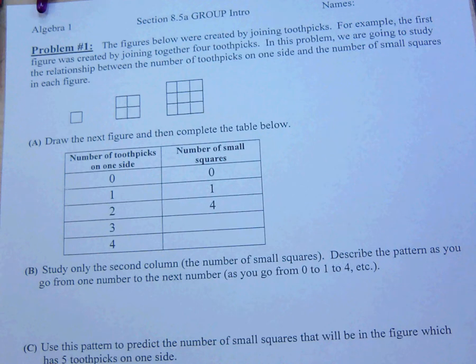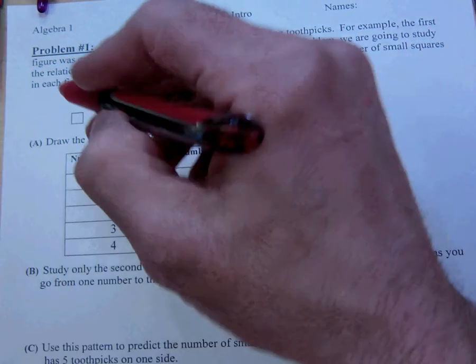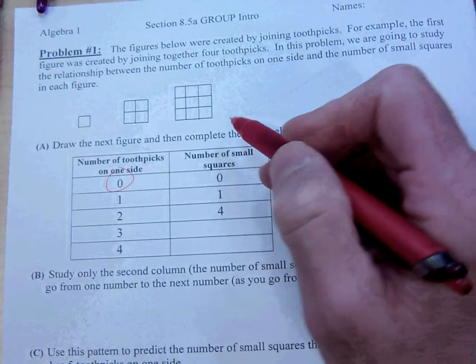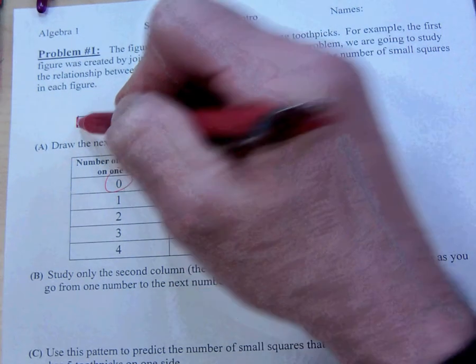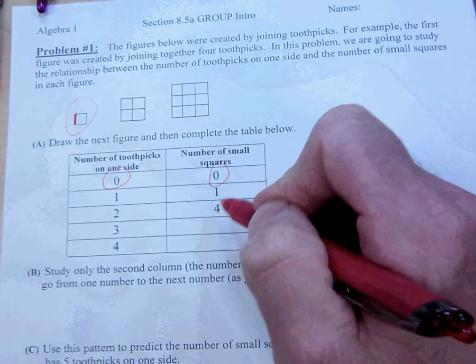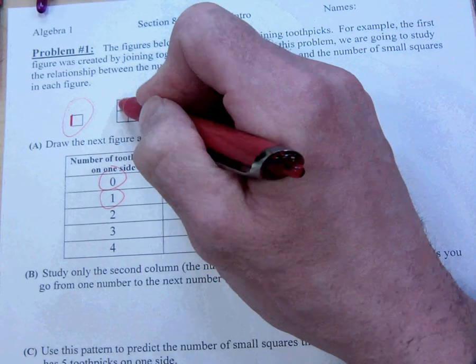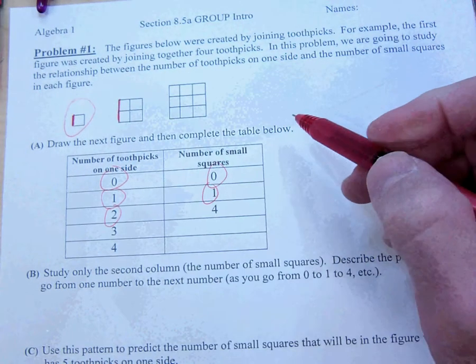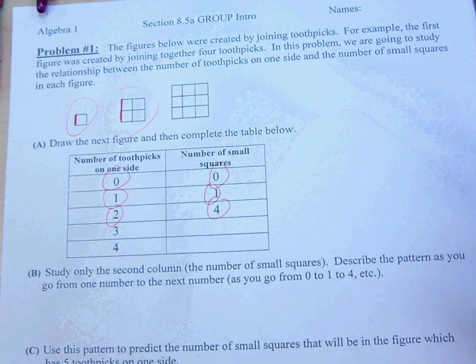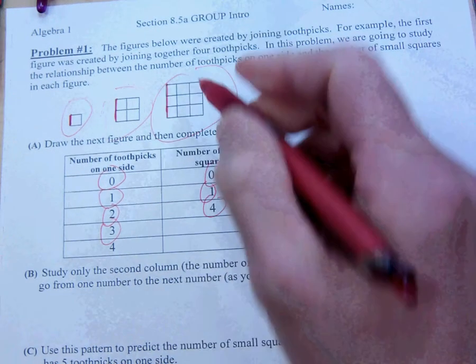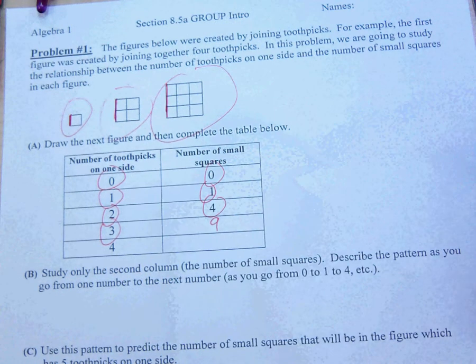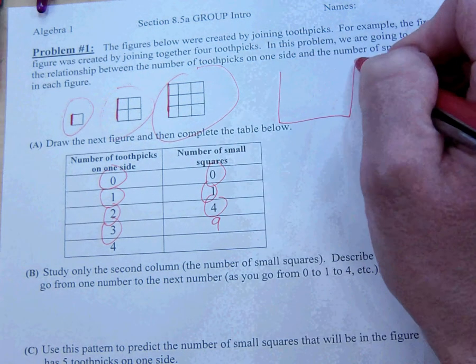Okay. All right, so you guys, when there's no toothpicks, there'll be no squares. If there's one toothpick on the side, how many squares do you see? One. If there are two toothpicks on the side, how many squares do you see here? Four. And so when there's three, how many squares? Nine.